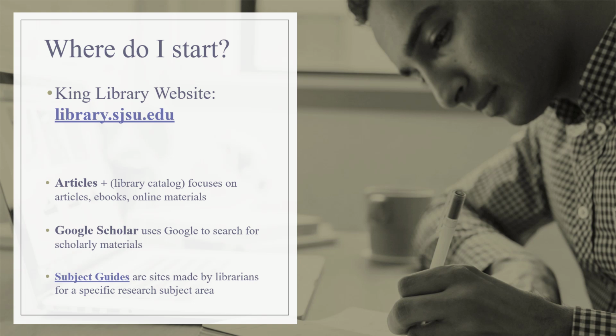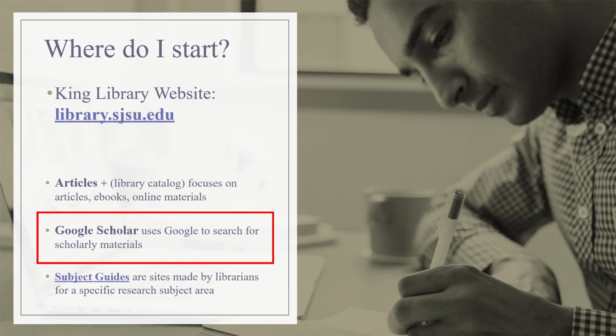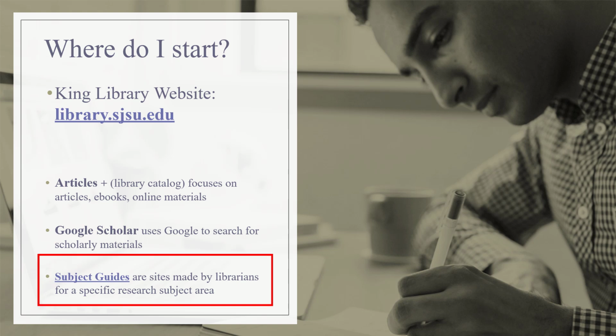Always begin your research at the King Library website, library.sjsu.edu. This gives us full access to the resources we'll use today. Articles Plus, which is the library's catalog that focuses on articles, ebooks, and online materials. Google Scholar, which uses Google's search engine to locate scholarly materials. And finally, we'll look at the library's subject guides, which are subject-specific research guides for your discipline.